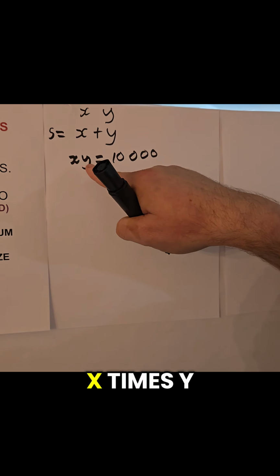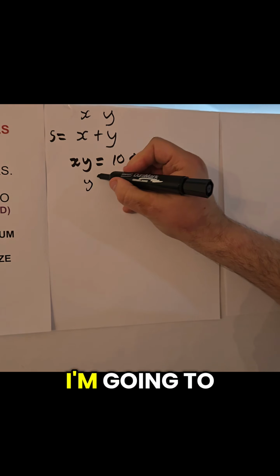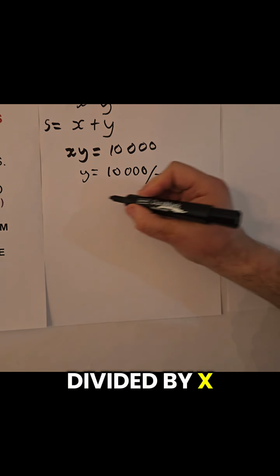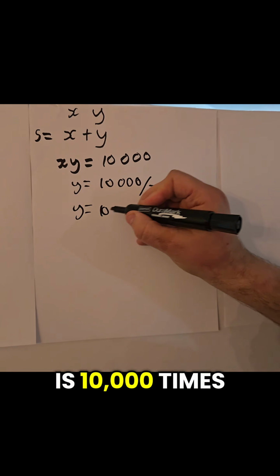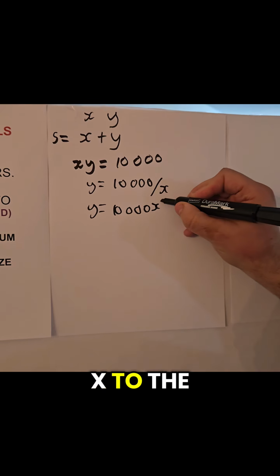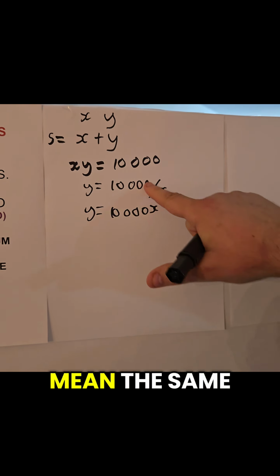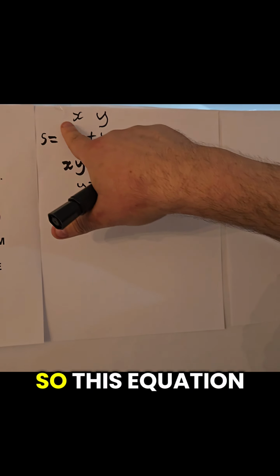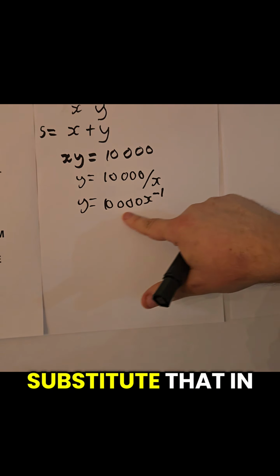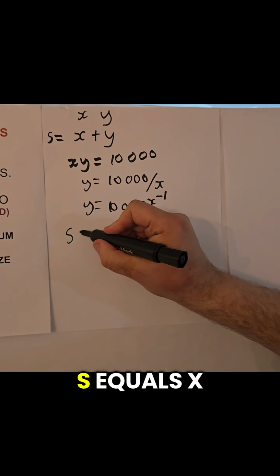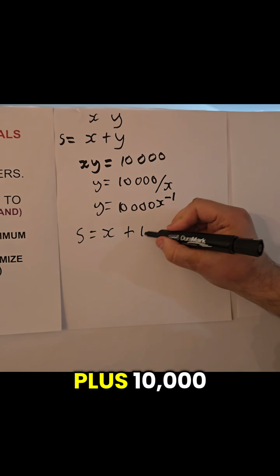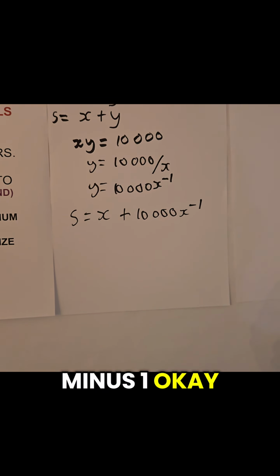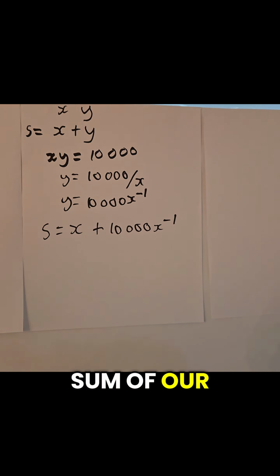I know that x times y is 10,000. I'm going to rewrite that as y equals 10,000 divided by x. And another way of writing that is 10,000 times x to the minus 1. Both of these mean the same thing, but as it's a calculus question, it's easier to work with this. So we're going to substitute that in for y. So I'll say S equals x plus 10,000 x to the minus 1. Okay, and that's an equation for the sum of our two numbers.